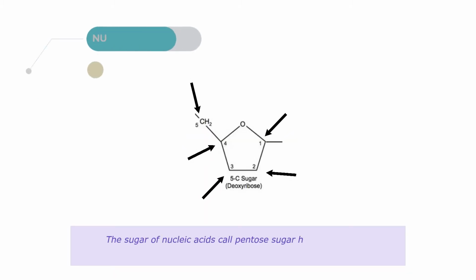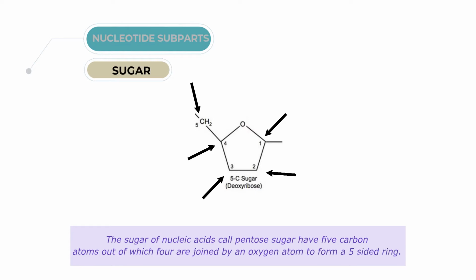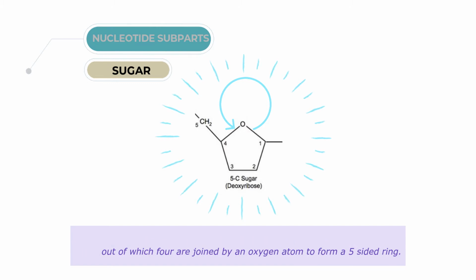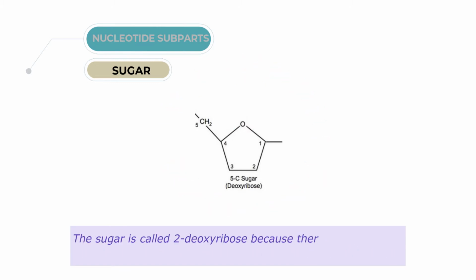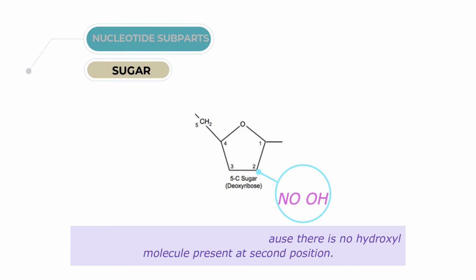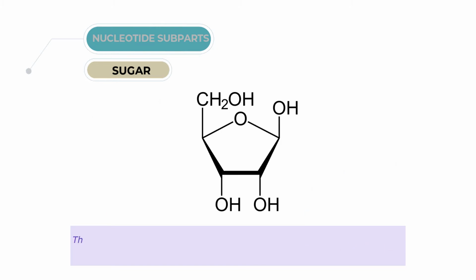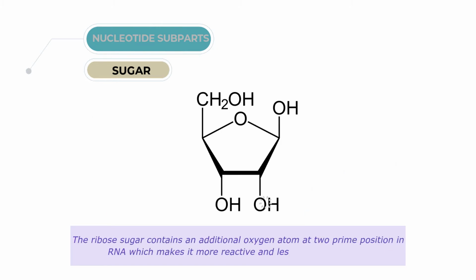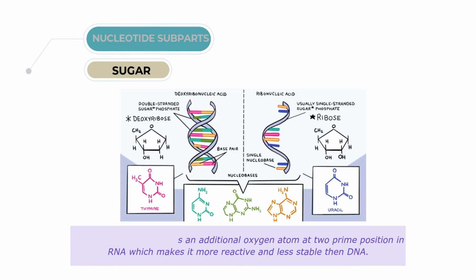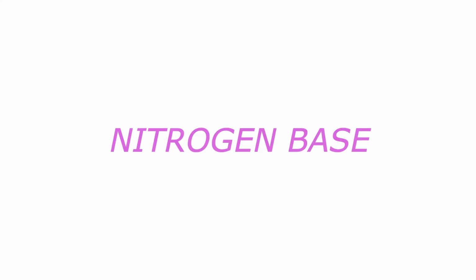Sugar. The sugar of nucleic acids called pentose sugar has 5 carbon atoms, out of which 4 are joined by an oxygen atom to form a 5-sided ring. The sugar is called 2-deoxyribose because there is no hydroxyl molecule present at the second position. There are 2 types of pentose sugar present in nucleic acids. Deoxyribose sugar that is present in DNA, ribose sugar that is present in RNA. The ribose sugar contains an additional oxygen atom at 2' position in RNA, which makes it more reactive and less stable than DNA.